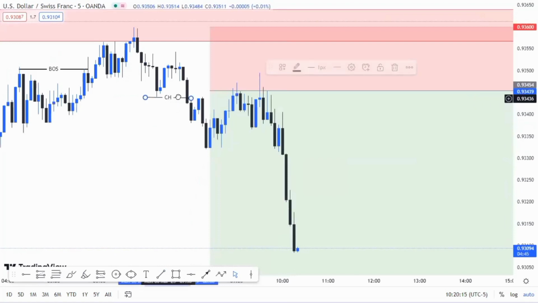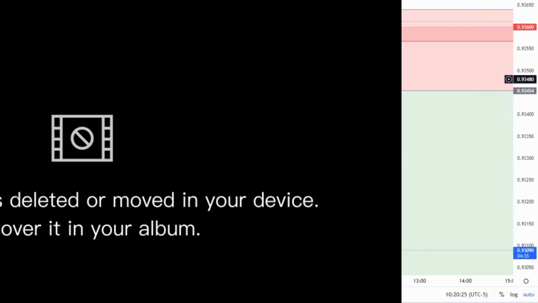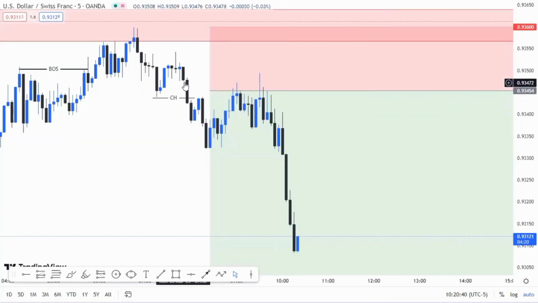So we have a change in character, and now what happened? On the 5 minutes time frame, the market returned to the supply zone, and I took my entries based on that. If you're looking to the left of my screen, you can see it is evident that I'm not bluffing about anything. And the trade is actually running live.